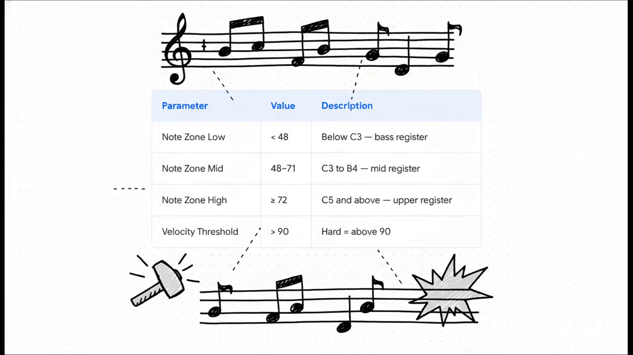And we can see the exact default values right here. Anything below MIDI note 48, which is middle C, is considered low. Anything at or above note 72, which is C5, is high. And for velocity, any value over 90 gets categorized as hard. It's these simple thresholds that are the building blocks for this whole amazing system.